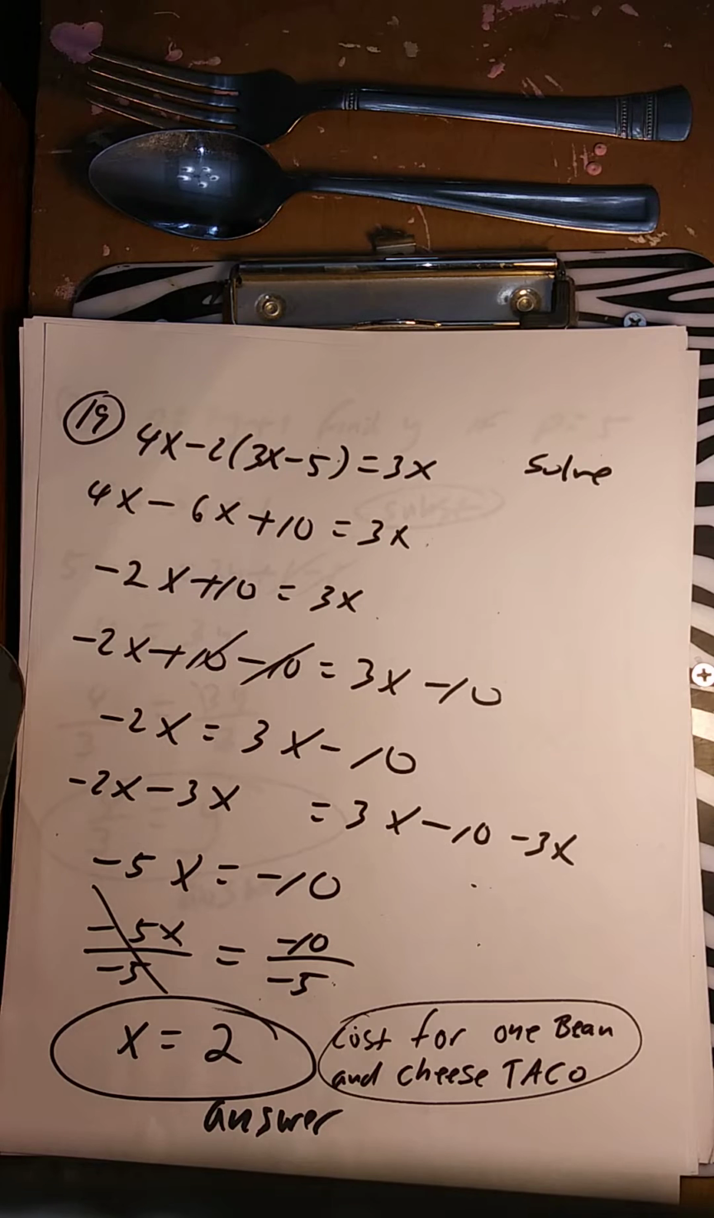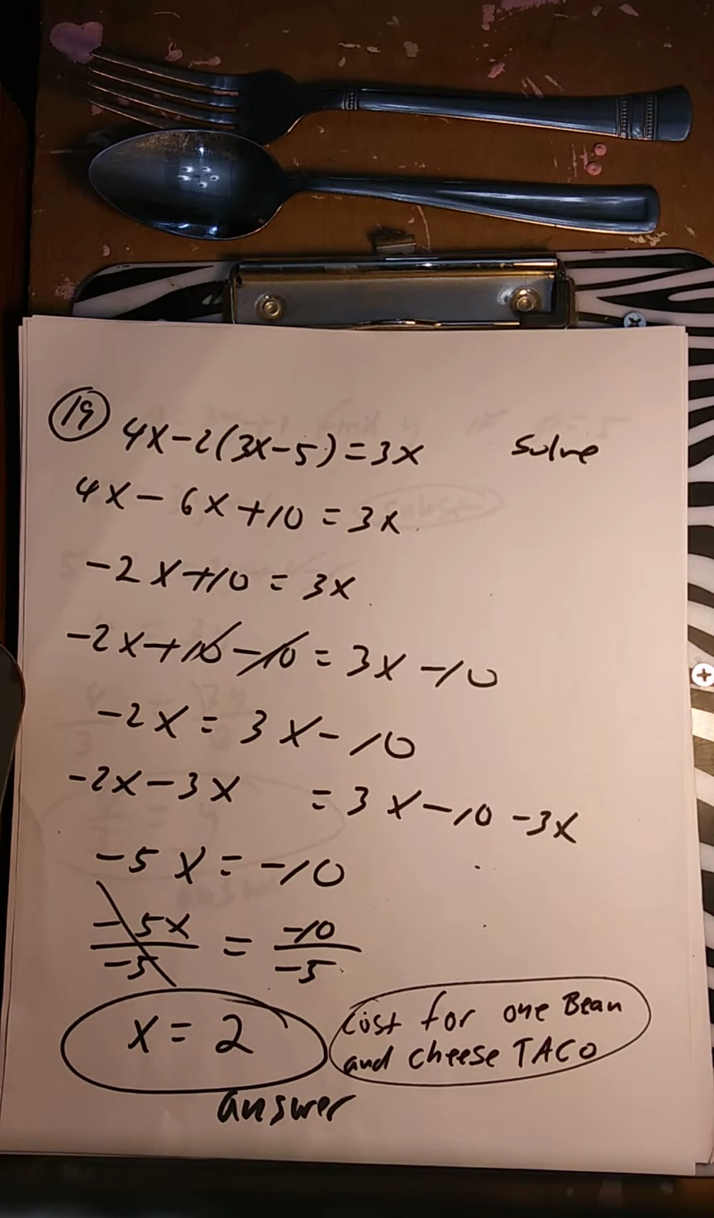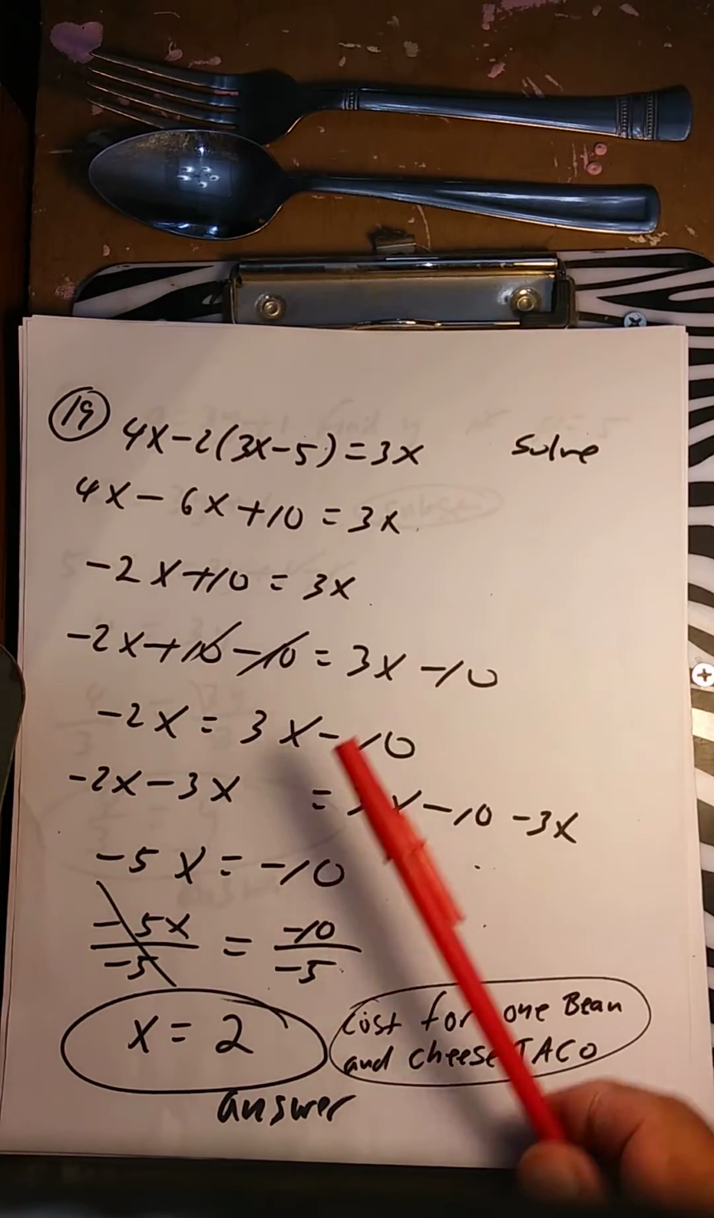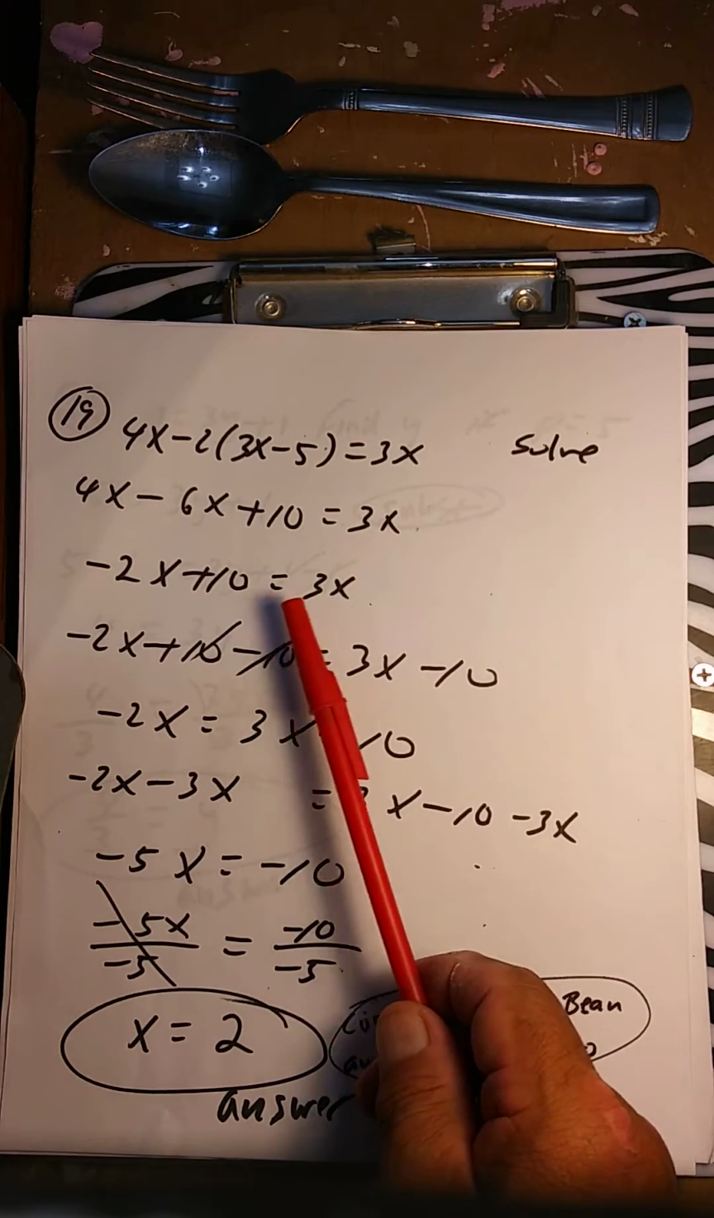Here we go, another one. Let's do the parentheses stuff first. So we're going to go ahead and distribute: negative 2 times 3x is negative 6x, and negative times negative is positive. So we have 4x minus 6x plus 10 equals that.